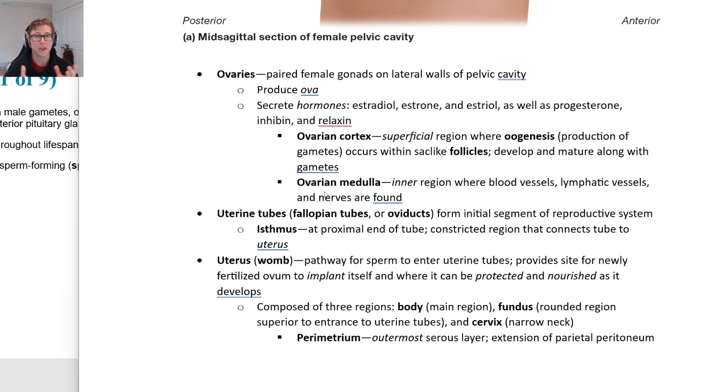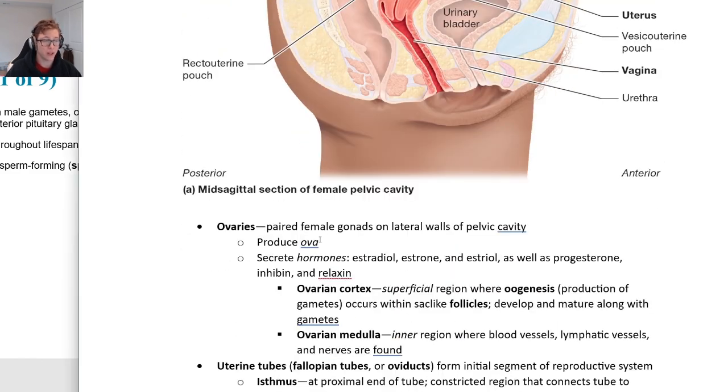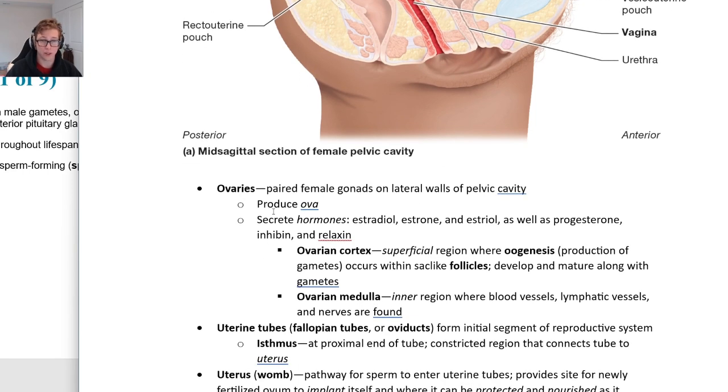So, the ovaries are the paired female gonads on the lateral walls of the pelvic cavity. These are essentially akin to the testicles in men. They produce the ova, which is the gamete for the female. They secrete hormones: estradiol, estrone, estriol, as well as progesterone, inhibin, and relaxin.